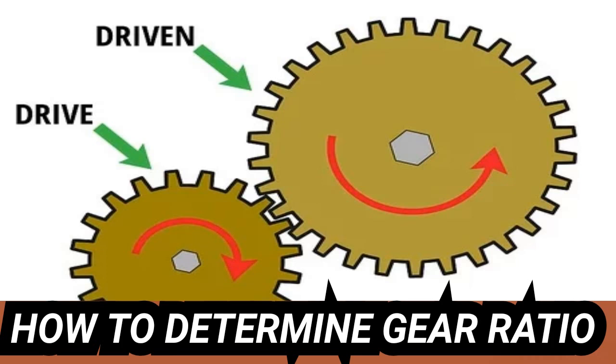Question: what is gear up and gear down? Community answer: gear up is when you drive a smaller gear with a larger gear, thus creating a faster RPM at the output but less torque. Gear down is to drive a larger gear with a smaller gear, creating a slower RPM at the output but more torque.